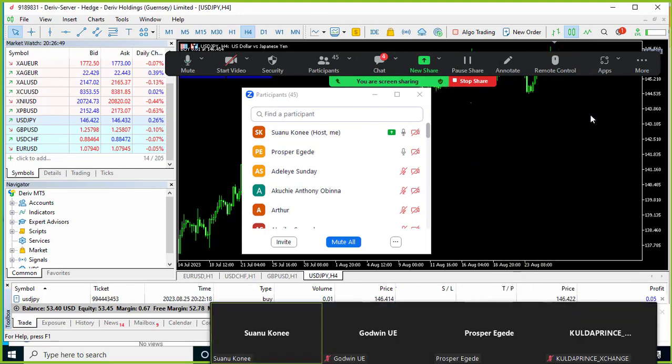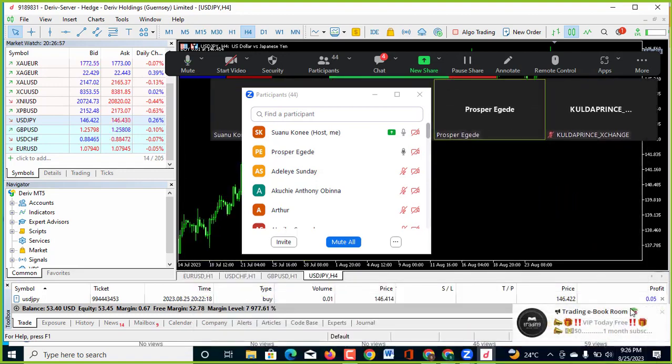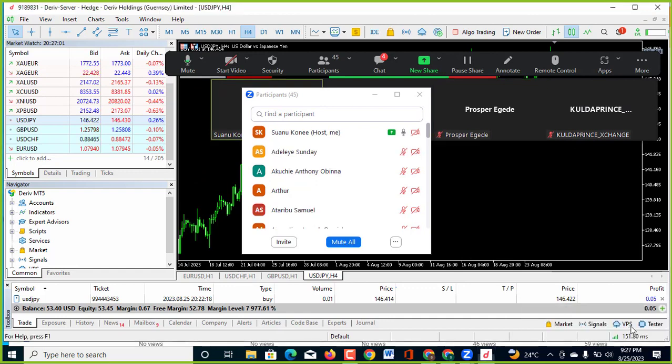So I expect you should show us how to modify the stop loss and take profit from the trade. Okay, how to modify it after placing the trade, right? Yes, sir. Okay, let me see whether that will be possible right now.